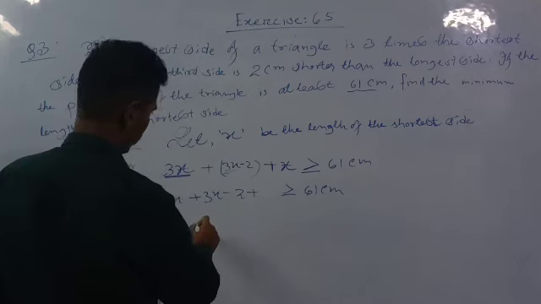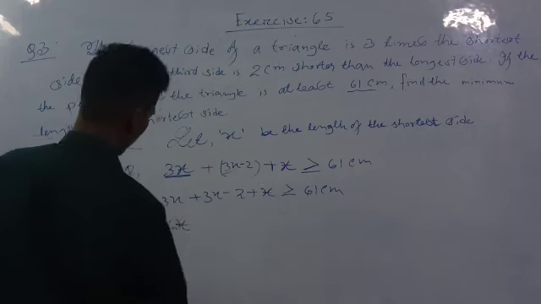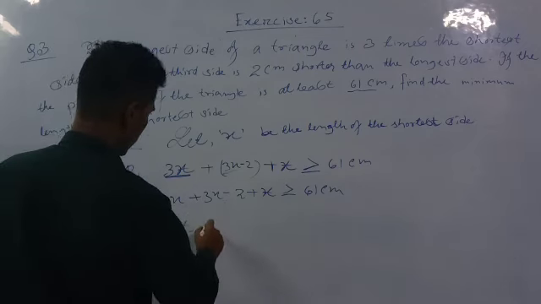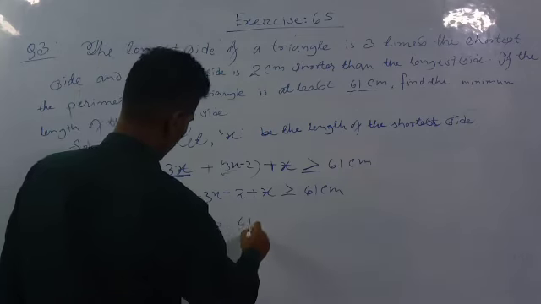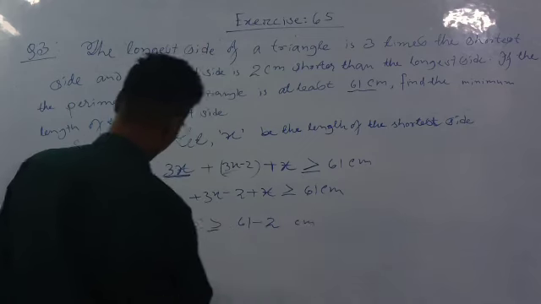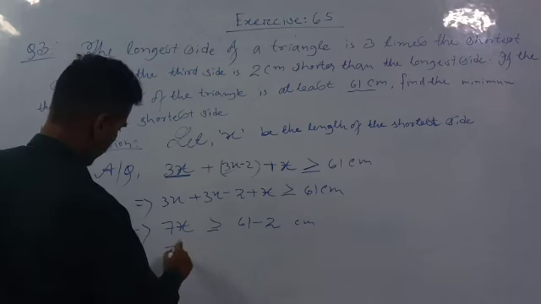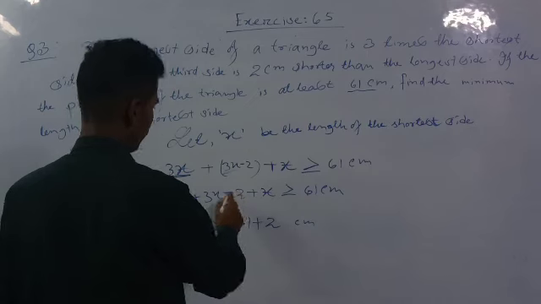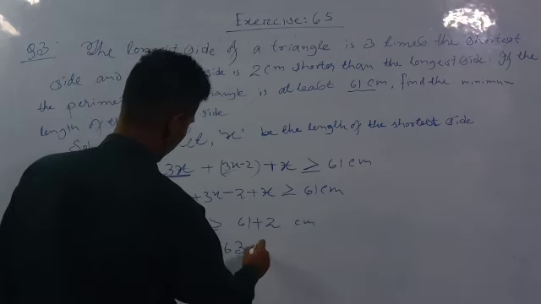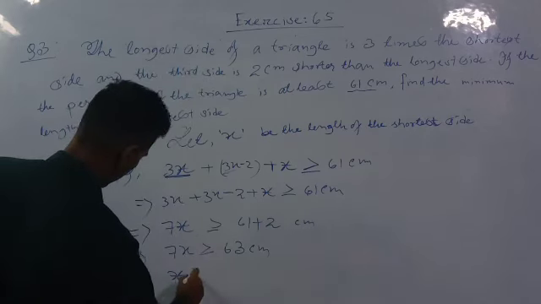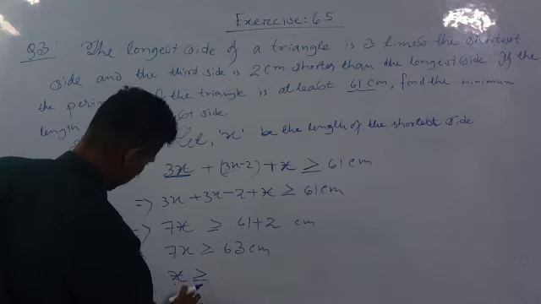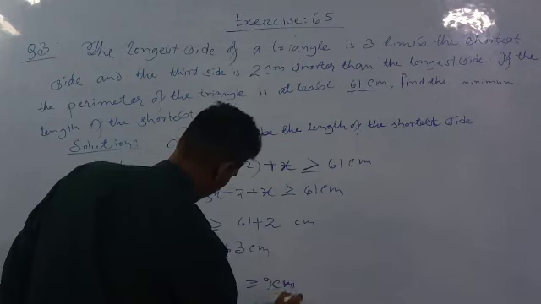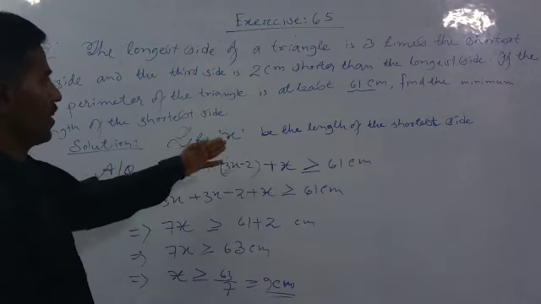Okay now, 3x plus 3x is 6x, plus x is 7x. We got 7x larger than or equal to 61 minus 2 cm. So 7x is larger than or equal to 61 plus 2, because the minus 2 going to the right becomes plus, so 63 centimeters. Or x is larger than or equal to 63 divided by 7, equal to 9 cm. So x equals 9 cm, where we assumed x is the length of the shortest side.